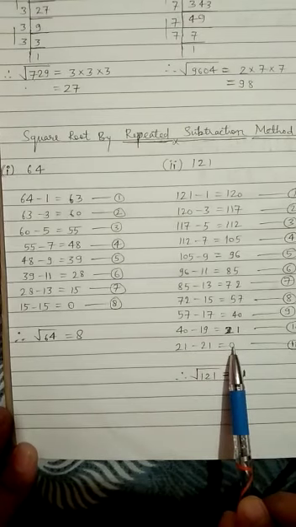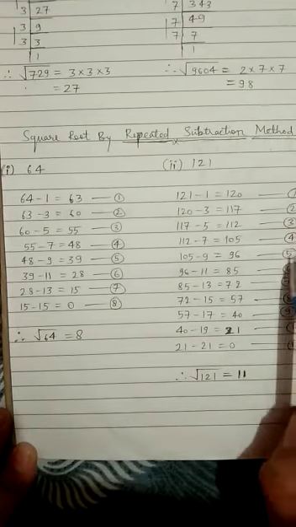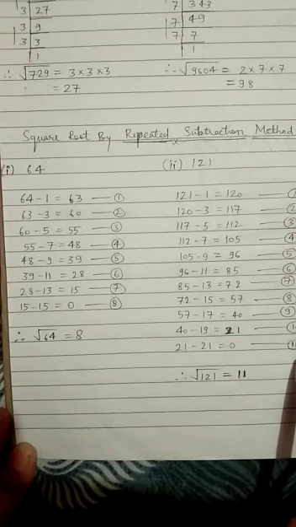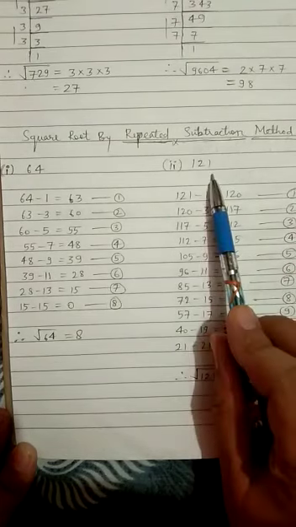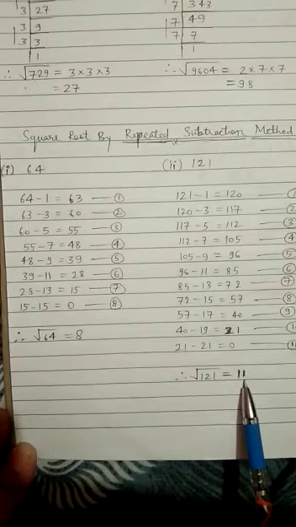This 0 has come in 1, 2, 3, 4, 5, 6, 7, 8, 9, 10, 11 steps. It means the square root of 121 is 11 by the repeated subtraction method.